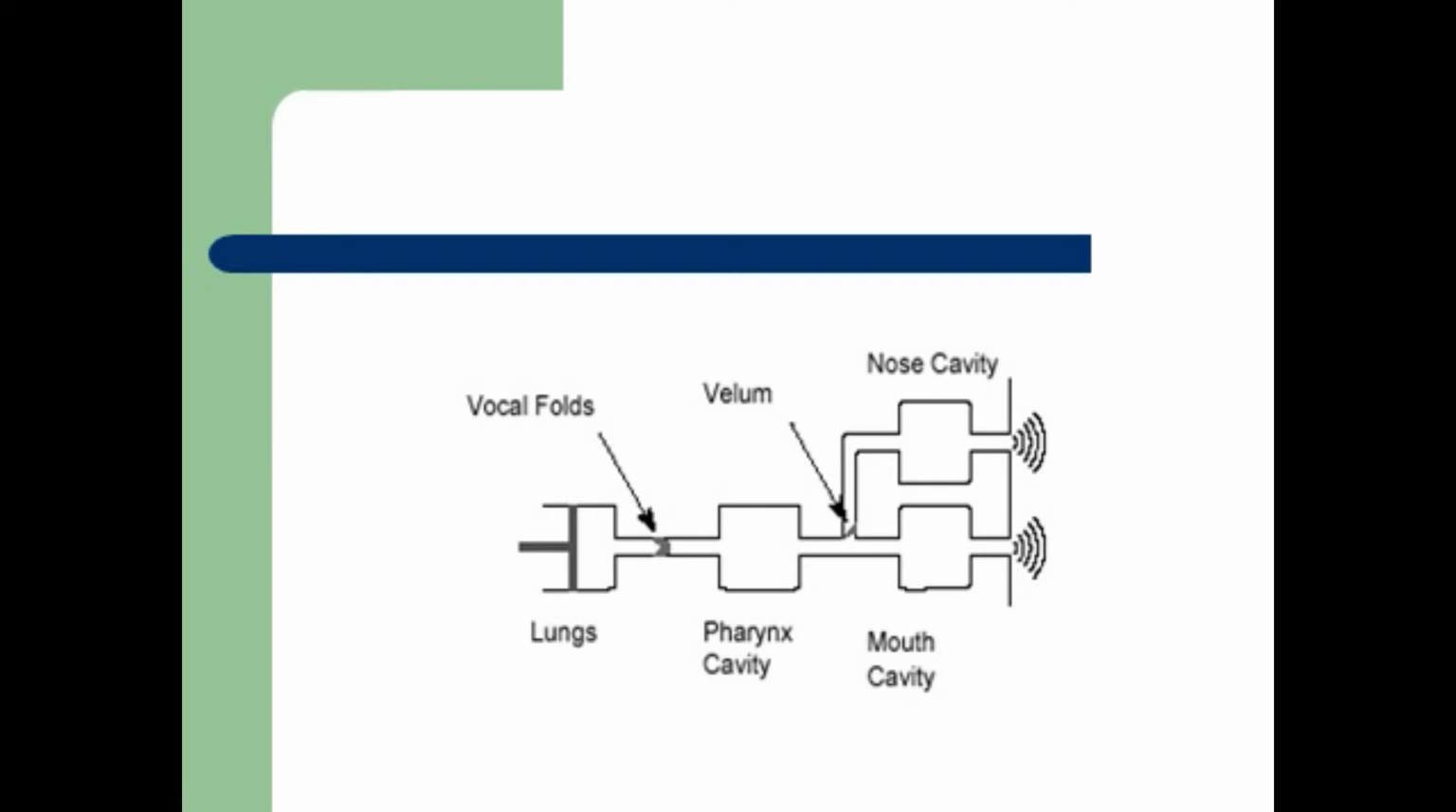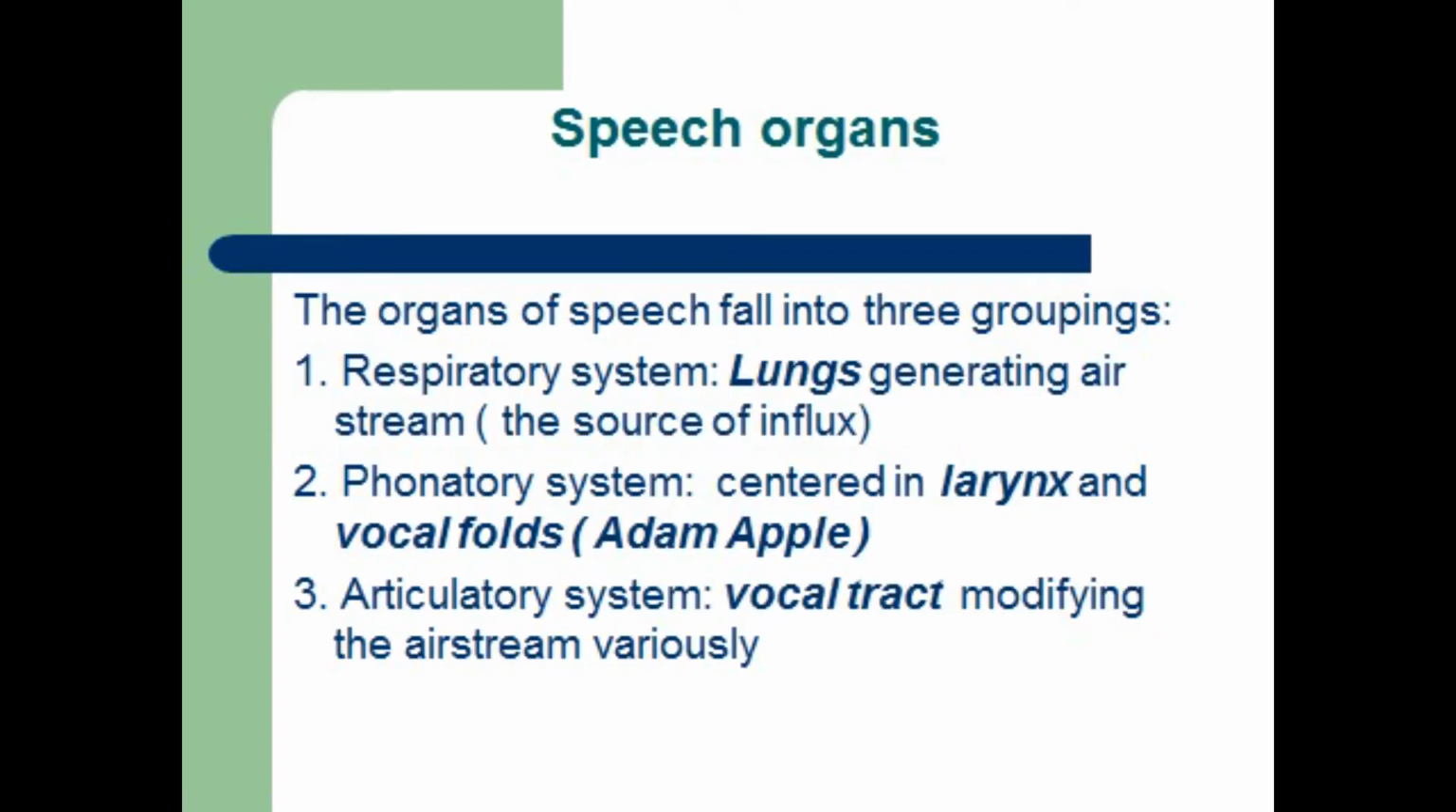In this diagram you can see the sounds are produced through the air which comes from the lungs, then the larynx, in which there are vocal cords, then the pharynx, then they go either to the mouth cavity, oral cavity, or through the nasal cavity or the nose. Then the speech organs fall into three groups.